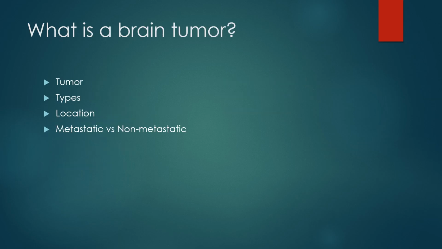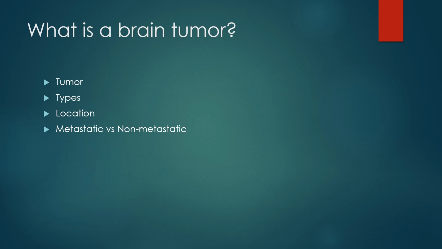Now, a simple place to start would be asking the question, what is a tumor? Tumors are a form of abnormal cell growth within the body. When referring to tumors, there are two different types, and these types are benign and malignant. Benign is a term that refers to a tumor not being cancerous. Malignant means that they are cancerous.